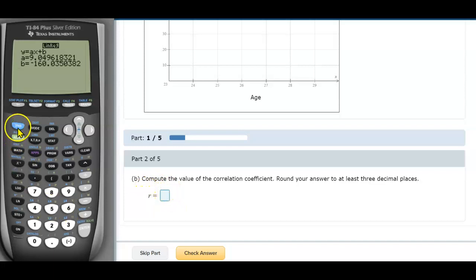You're going to go to the catalog over here on 0, so second, and then catalog, and the function that you're looking for is called diagnostic on. You can skip forward with the D, so you can see the D here. If I click here, you go to the D letters, and then I'm going to go to diagnostic. Scroll all the way down to diagnostic. You can see diagnostic off and diagnostic on. What I want is diagnostic on. Enter and enter again. So right now the diagnostic is on.